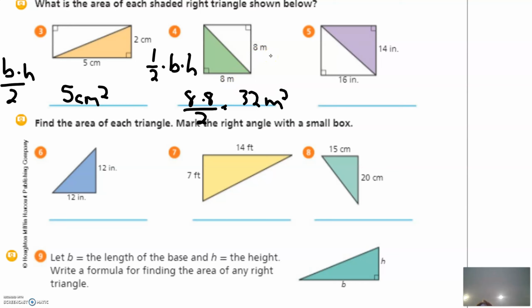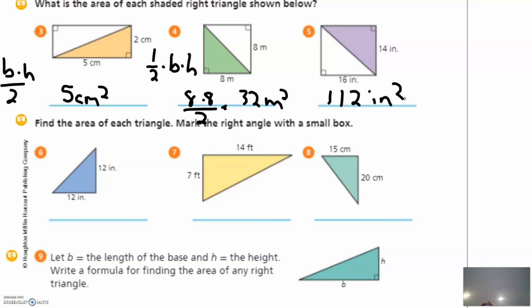Okay. All right, grab your calculator. And I would like for you to try number 5. All right, so with your calculator, 16 times 14, again, you could do 14 times 16 or 16 times 14, and you should get 224. Divide that by 2, or take half of it, and you get 112 inches squared.